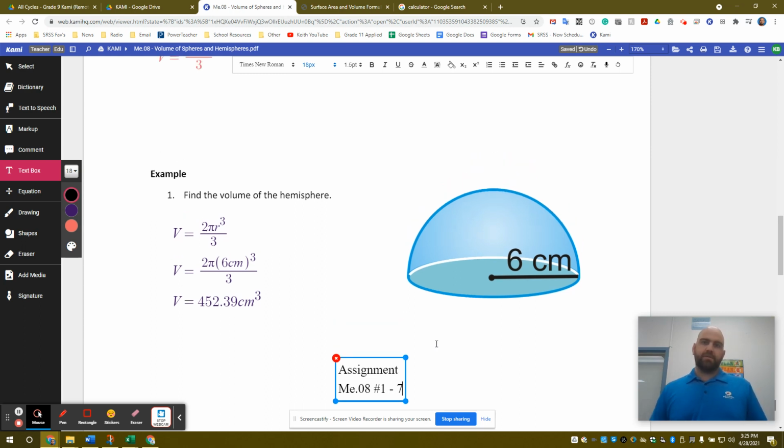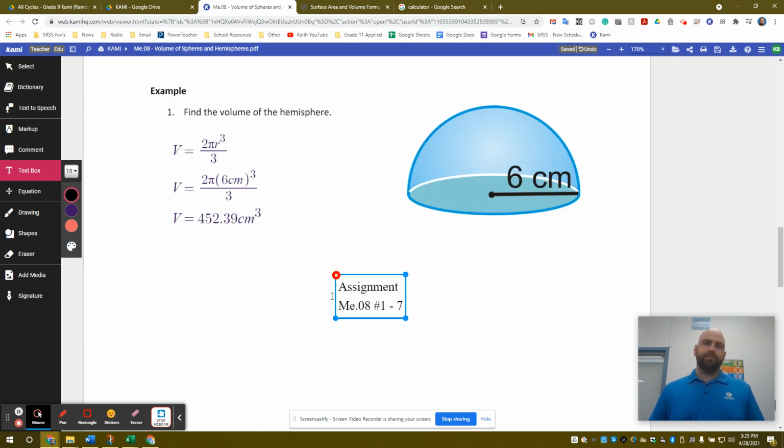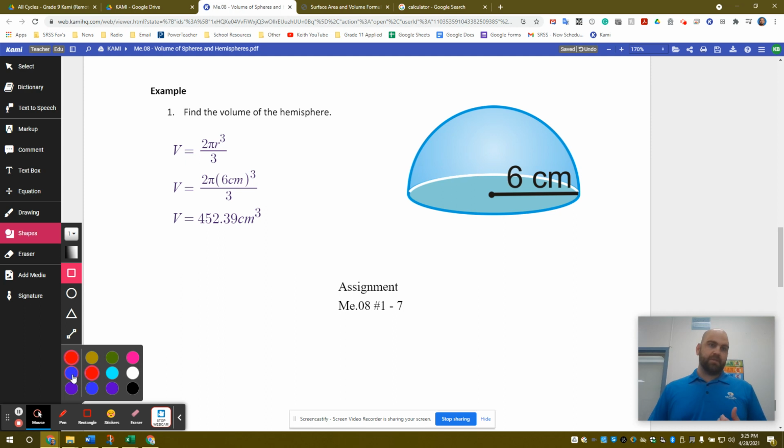All right, your assignment, ME.08, questions numbers 1 to 7. Get those finished. If it gives you circumference, you need to divide it by pi to come up with the diameter, and then we also divide that by 2 to come up with our radius, because we need our radius to solve for the volume.